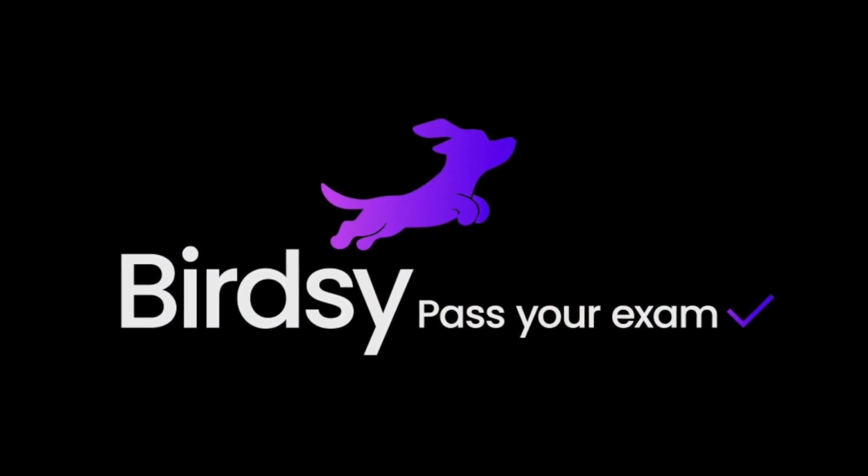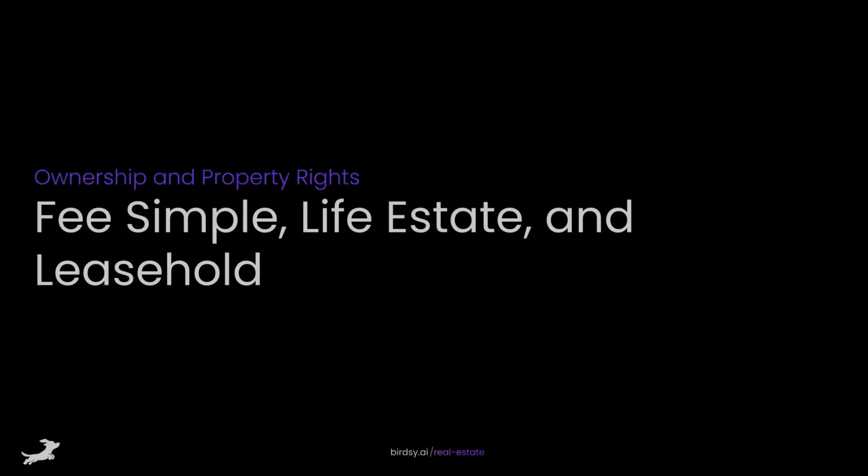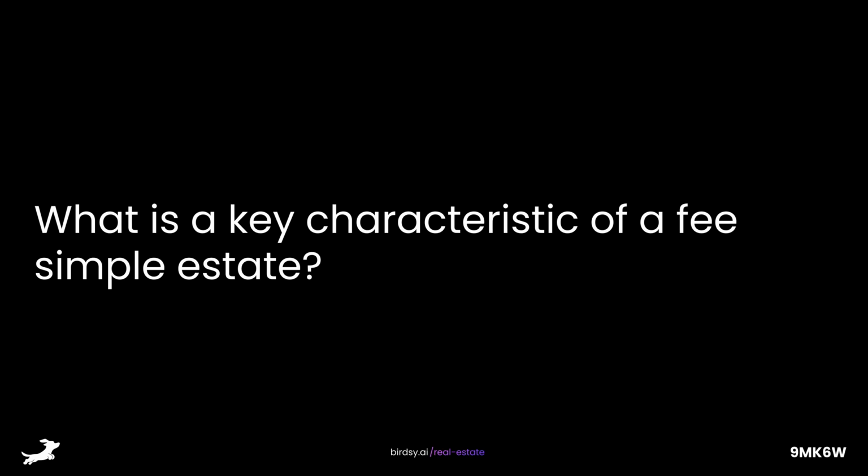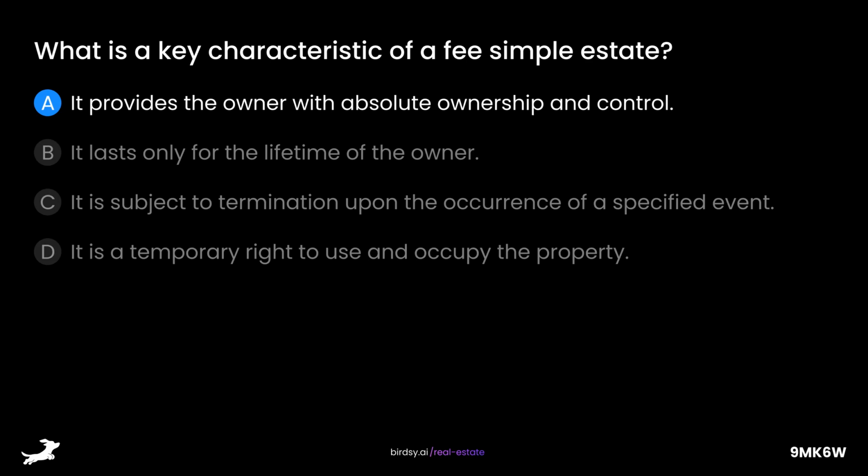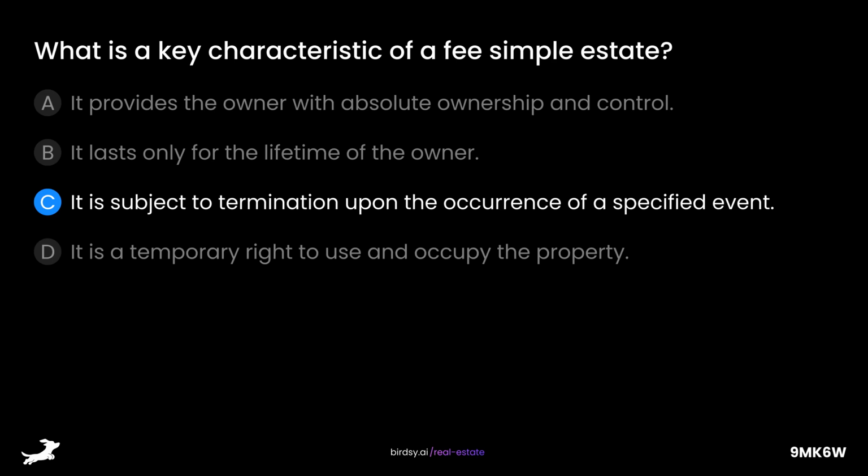Now, let's get started. Let's start our challenge with a look at ownership and property rights. Fee simple, life estate, and leasehold. What is a key characteristic of a fee simple estate? Is it A, it provides the owner with absolute ownership and control? B, it lasts only for the lifetime of the owner? C, it is subject to termination upon the occurrence of a specified event? Or D, it is a temporary right to use and occupy the property?